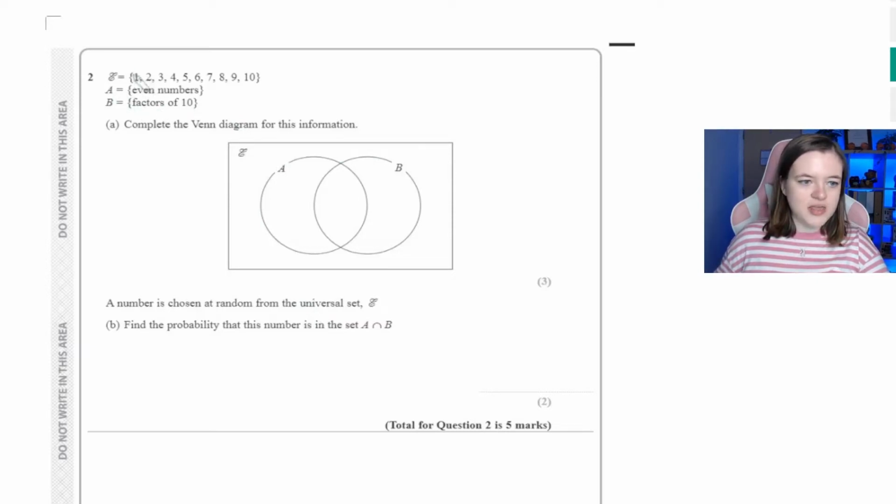So 1 goes into 10, it's a factor, but it's not even. So I'm going to put 1 in B. So that's that one done. Let me just put a dot above it to show that I've done it. 2 is even, and it goes into 10, so that's going to go there.